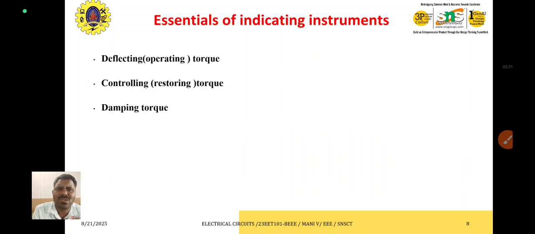For the operation of these indicating instruments, we need three main torques, or they may be called forces. One is the deflecting torque, or operating torque. The next one is the controlling torque, or restoring torque. And the third one is the damping torque. These are the essential torques or forces of an indicating instrument.